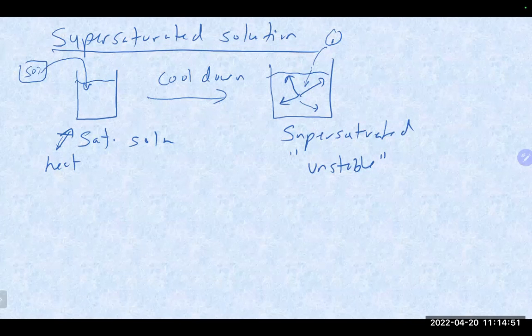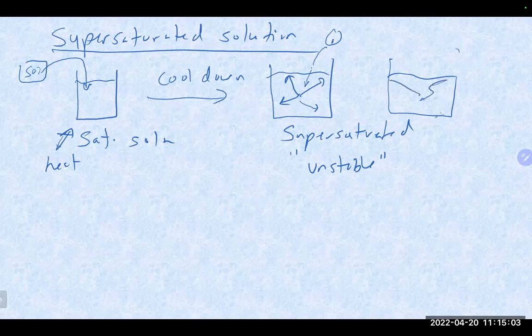I think we'll demo it later today. It's also sometimes so unstable that, even before you get to the point where you drop the little guy in there, if you touch it too hard or put it down too hard, that's enough to cause it to come out of solution and start that whole process. It's so unstable like that.